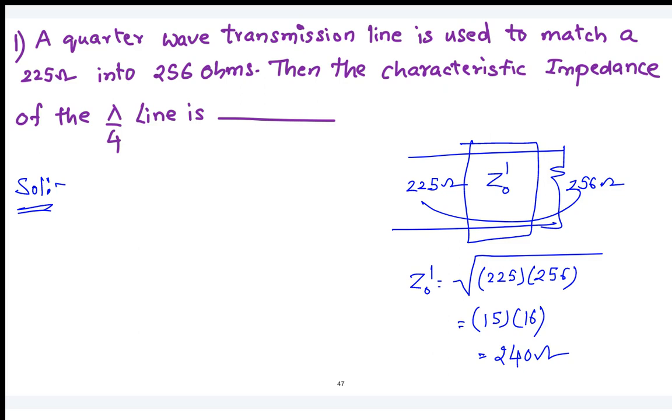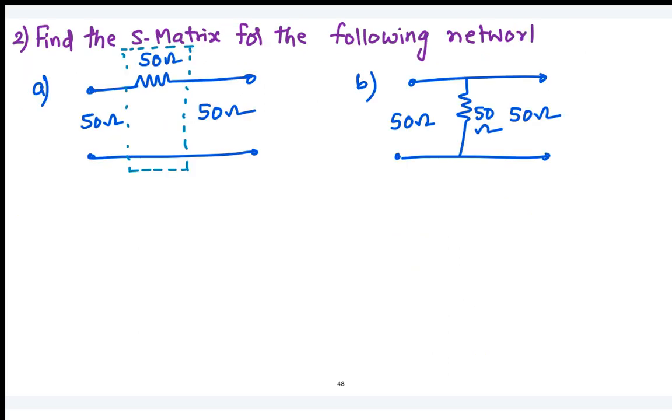Okay, anyhow, we'll see the S parameter problems right now. Find the S matrix for the following network. See the first one. This is your main transmission line and this is your two-port network. The two-port network consists of a 50 ohm resistor. This is your port 1 and this is your port 2. Now, for this, you have to define what the S matrix is.